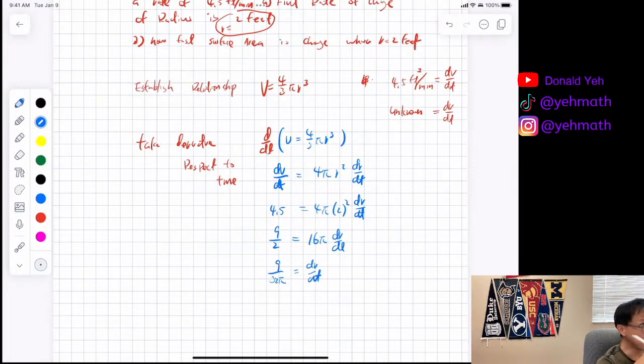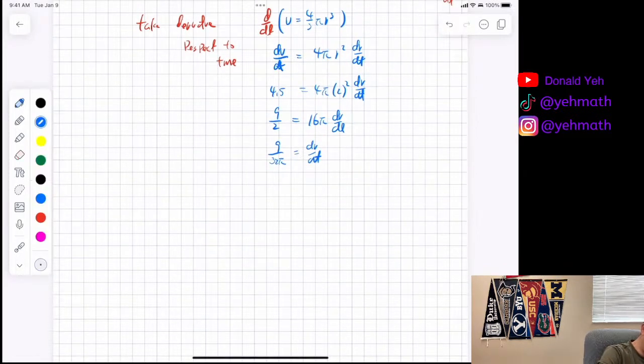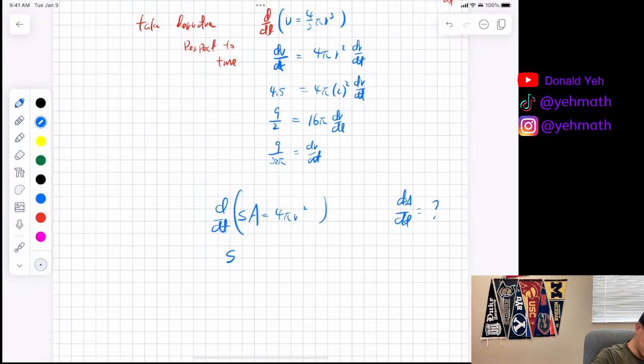So then you have to figure out the relationship for the surface area. What is the surface area of a sphere? 4 pi r squared. Good. So area is equal to 4 pi r squared. And this time they want dA/dt, which is the unknown. So I'm going to take d/dt here. Usually I call it dSA/dt, which is surface area, equal to 8 pi r dr/dt.